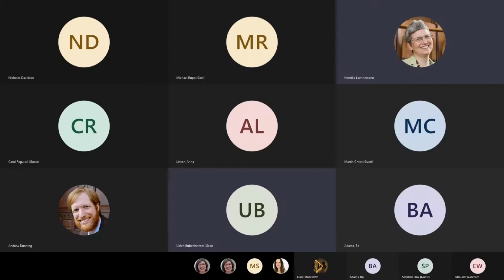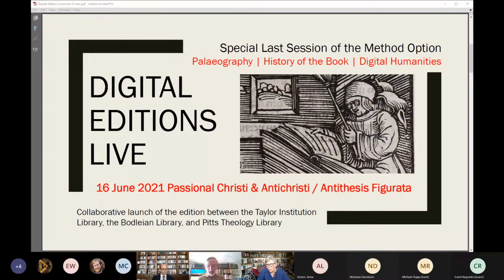Last digital editions live workshop, which is a special one because in a way it ends where it all started, namely at the Reformation pamphlets of the Taylorian. But we are very grateful that we are joined by an international host of specialists to celebrate 500 years of the Passional Christi und Antichristi and its Latin parallel, the Antithesis figurata.